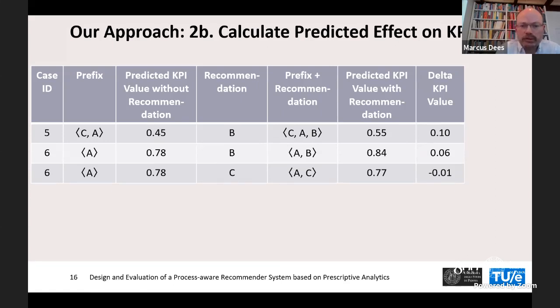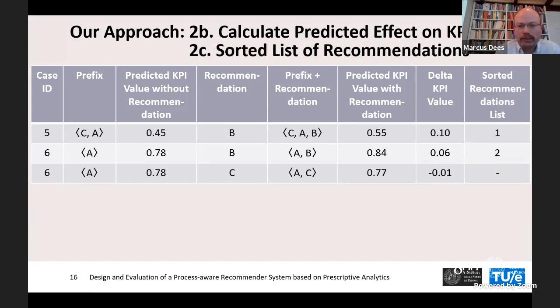And finally, we sort the predictions from biggest delta to lowest. And recommendations with a negative expected effect are left out. So we do not recommend anything that might lower the KPI. And the sorted list is then presented to the user, who can decide which intervention should be selected to improve the KPI.